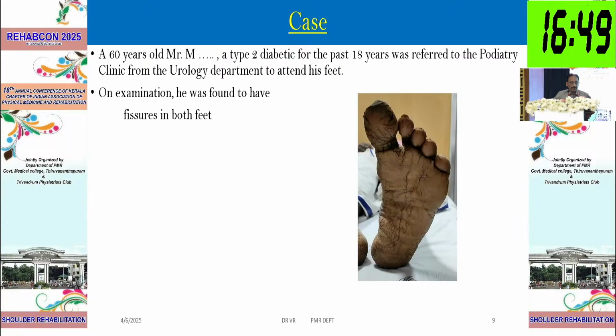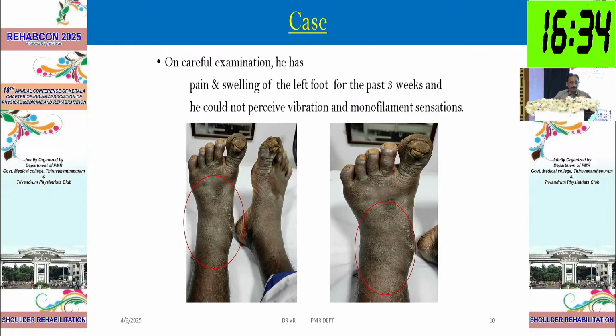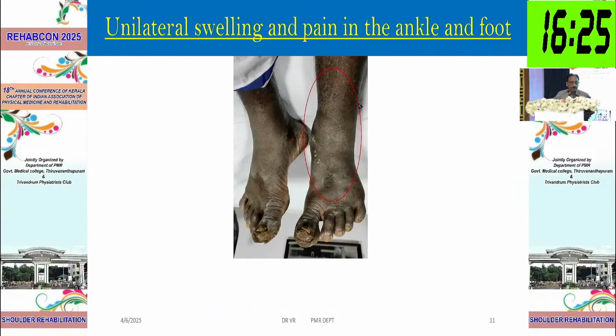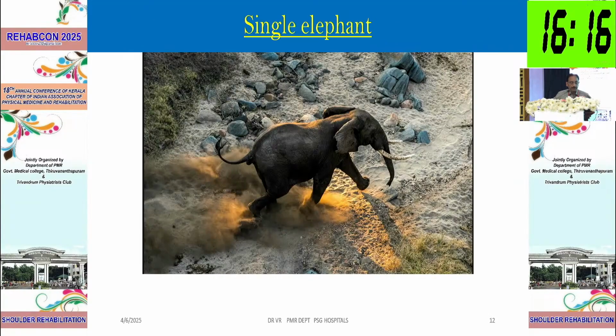A 60 years old Mr. M, a type 2 diabetic for the past 18 years, was referred to the podiatric clinic from the urology department to attend his feet. On examination, he was found to have fissures in both feet. On careful examination, he has pain and swelling of the left foot for the past 3 weeks, and he could not perceive vibration and monofilament sensations. So this patient presented with unilateral swelling and pain in the ankle and foot. Single elephant is always dangerous. Any diabetic patient presenting with unilateral swelling and pain in the foot, you must always consider Charcot Neuro Osteoarthropathy.